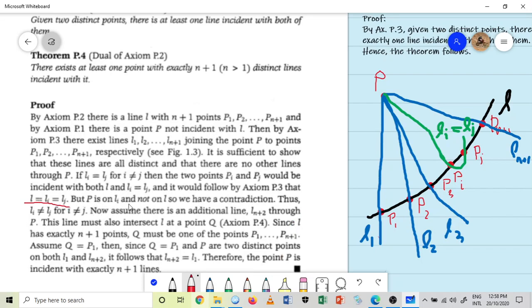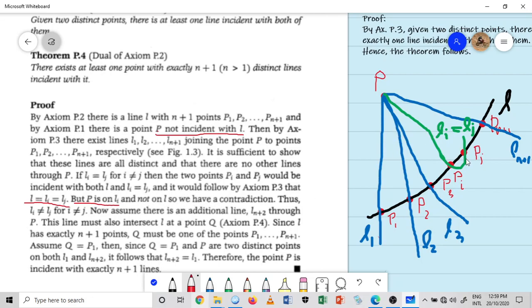But take note that P is on both L sub I and L sub J. And since this is L, meaning P is also on L. So P must be on L. But it was derived earlier that P should not be on L in virtue of axiom P.1. So we have a contradiction.